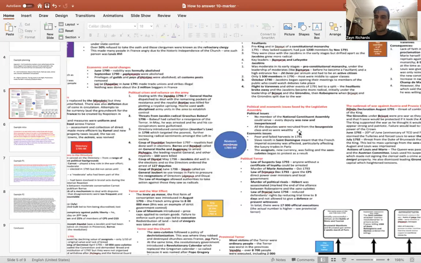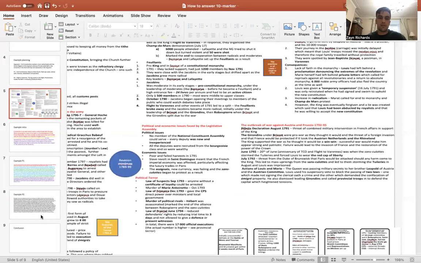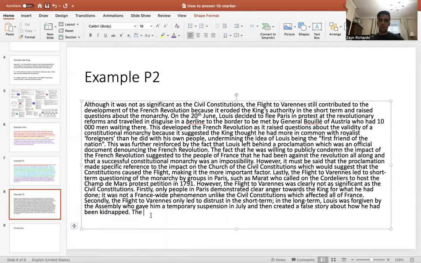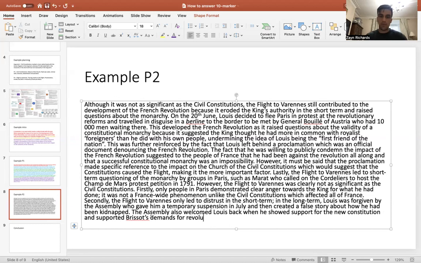So then I want to talk about the fact that he's given a temporary suspension in July. He was forgiven by the assembly, who gave him a temporary suspension in July, and then created a false story about how he had been kidnapped. The assembly also allowed him to move back when he showed support for the new constitution and supported Brissot's demands for revolutionary war. Okay, so that's basically that.